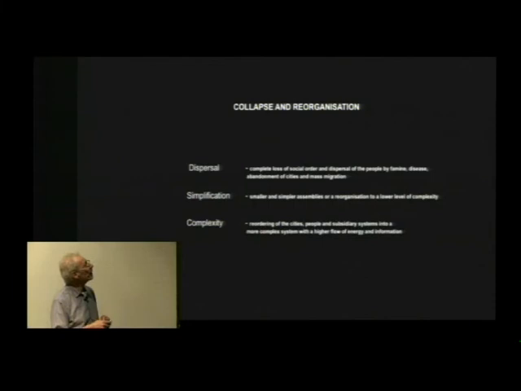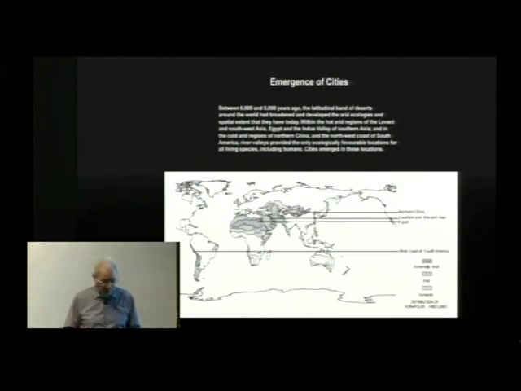Okay? There's dispersal. You have to go somewhere else to get food. You leave where you are. In terms of cities, this turns out to be, in the past, very significant. There's simplification, a lower level of complexity. I'll talk more about that later. And there is complexification. So cities emerged from the collapse of the founding system, from the collapse of the hunter-gatherer fisher societies. They were at their maximum capacity.